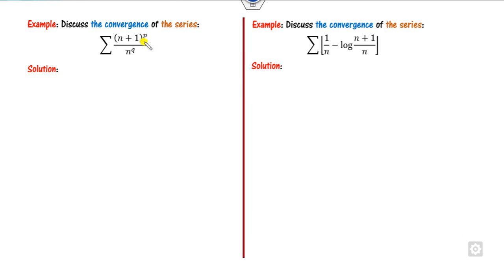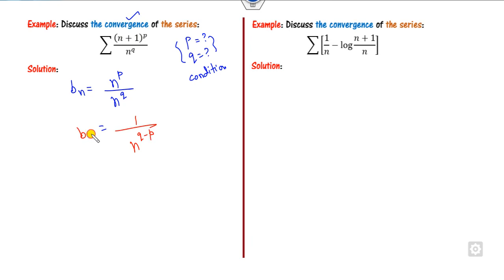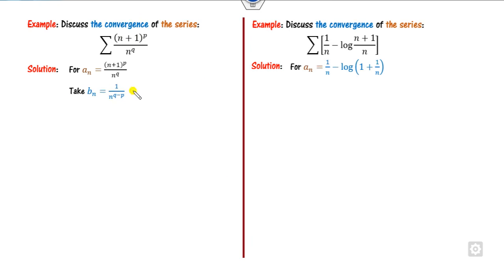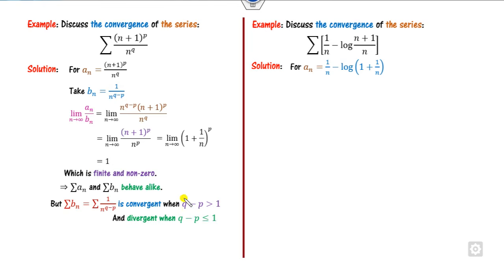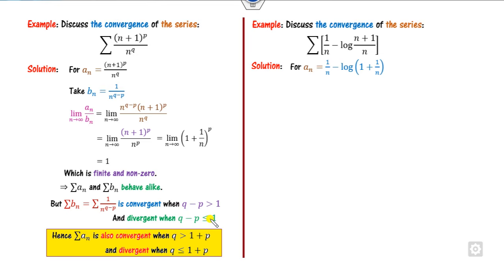Look over this one. Again in this case, what is the value of p? The value of q is not given to you. It means you have to find the conditions on p and q to check the convergence. What is the bn according to you for this example? What is the highest power of n in the numerator? It is n raised to power p. In the denominator it is n raised to power q. So my bn is n to the power q minus p. Now take the ratio, which is finite and non-zero. So depending upon the nature of this, if q minus p is greater than 1, then convergent, otherwise divergent.